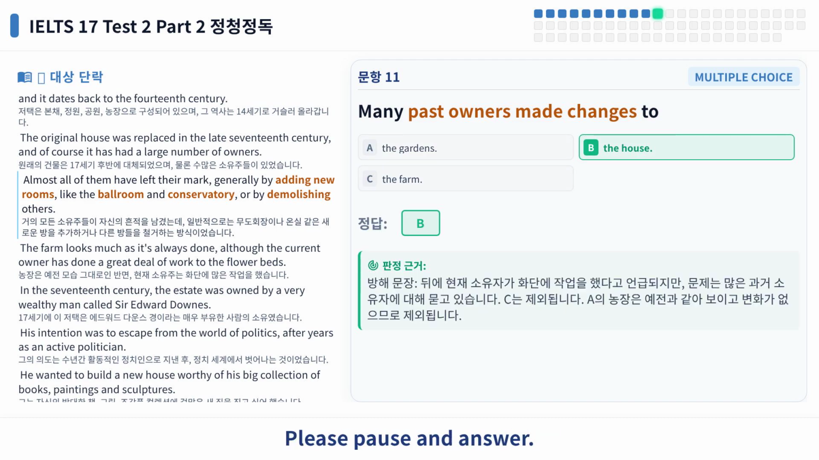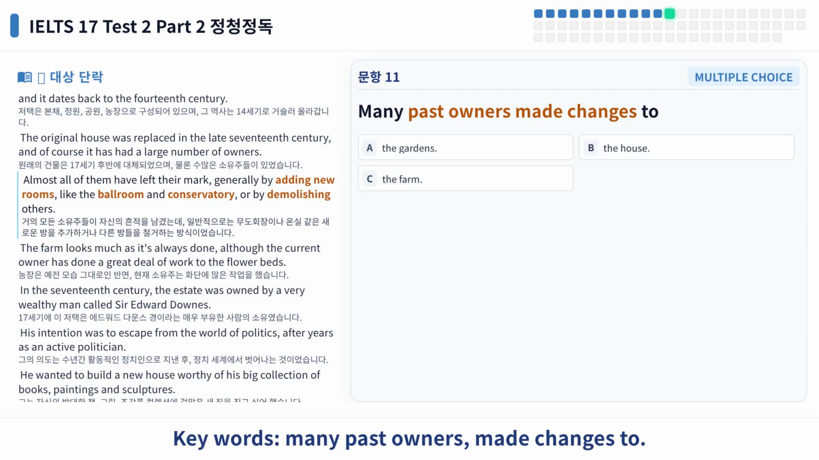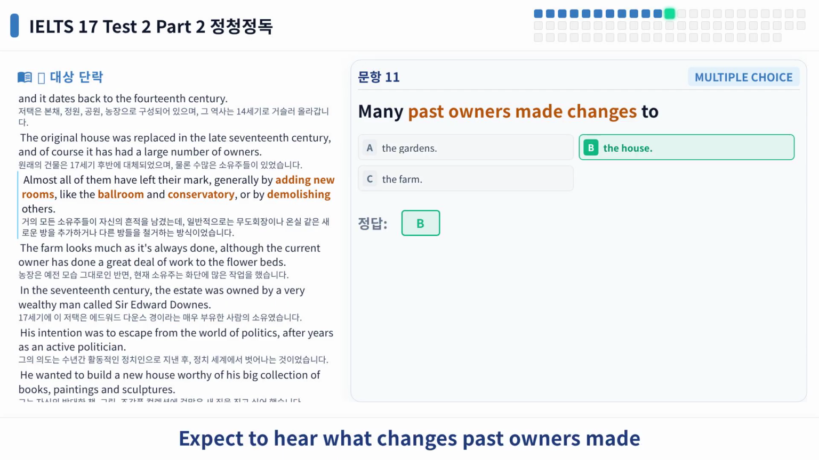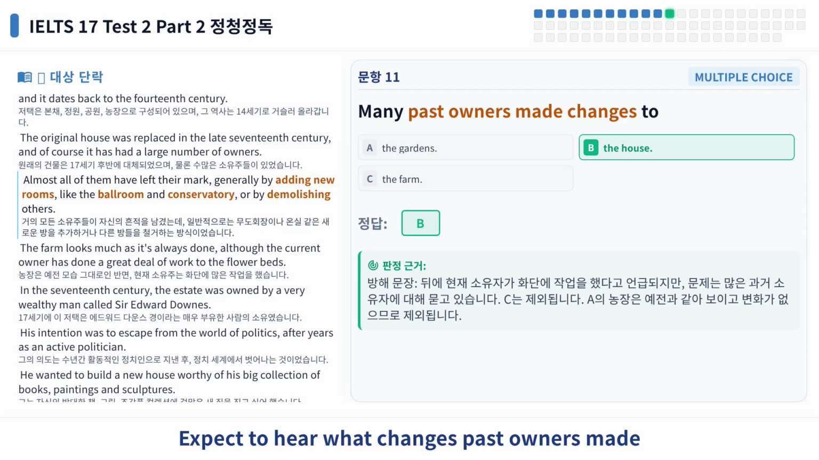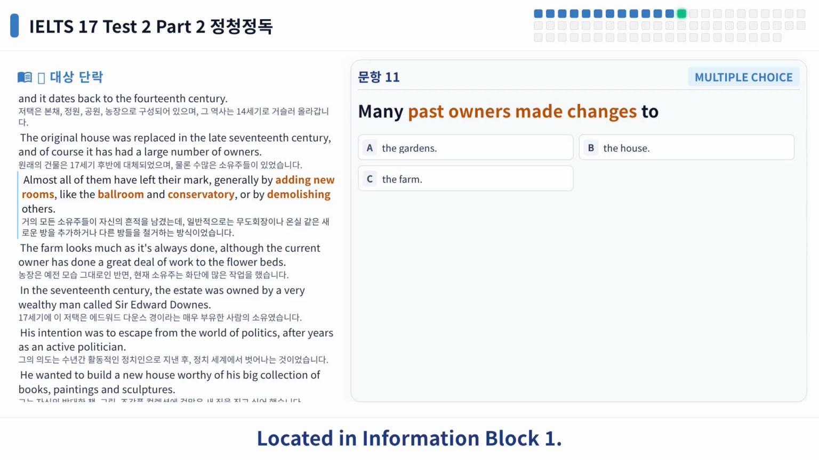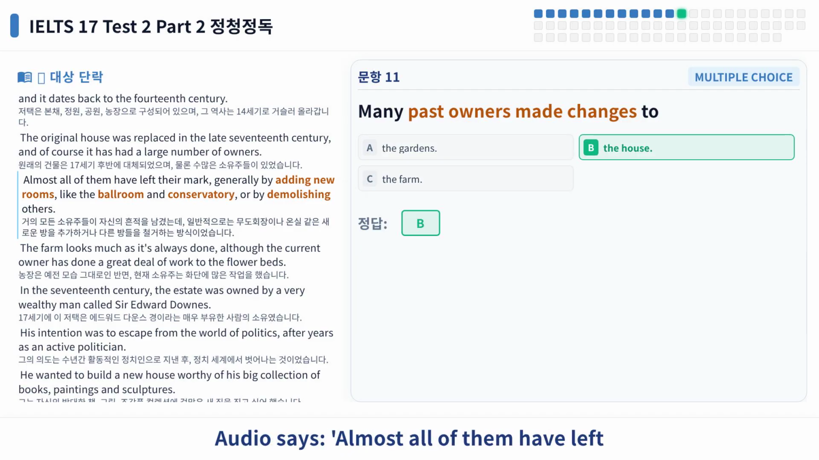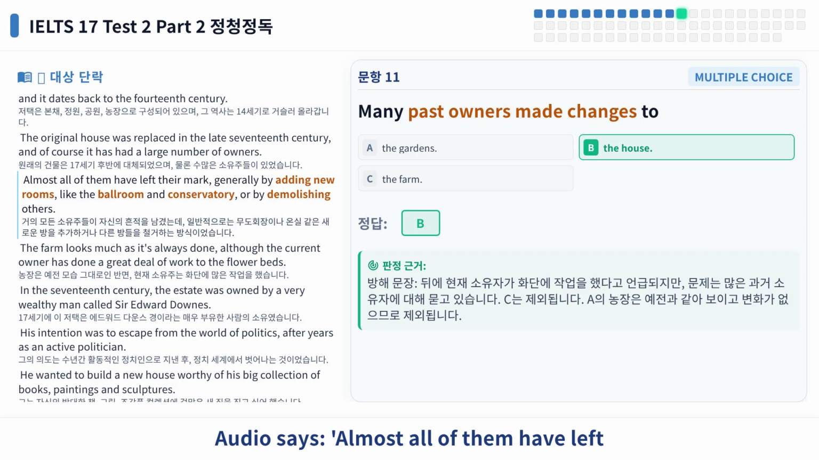Q11. Many past owners made changes to A. The farm, B. The house, C. The flower beds. Please pause and answer. Keywords: many past owners made changes to. Expect to hear what changes past owners made to the house. Located in Information Block 1.